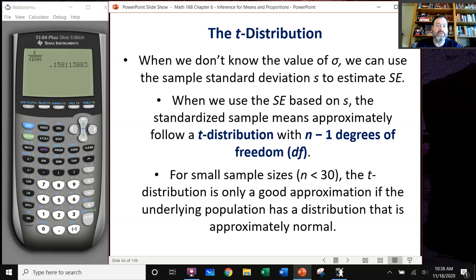If we know the standard deviation, the distribution of sample means is normal. If we don't know the standard deviation, we use the sample standard deviation, and then we can't use a normal distribution anymore. We have to use what's called the t-distribution. So we're going to talk about the t-distribution for a while because it's a new type of bell-shaped curve.